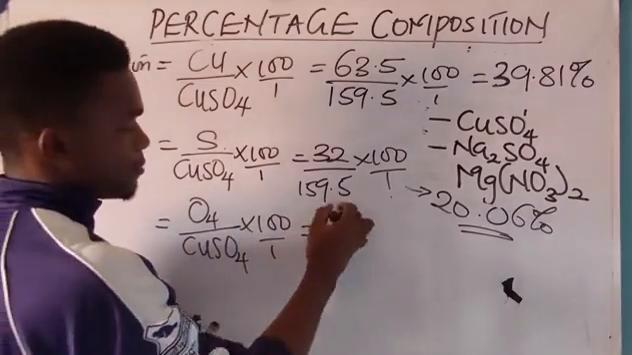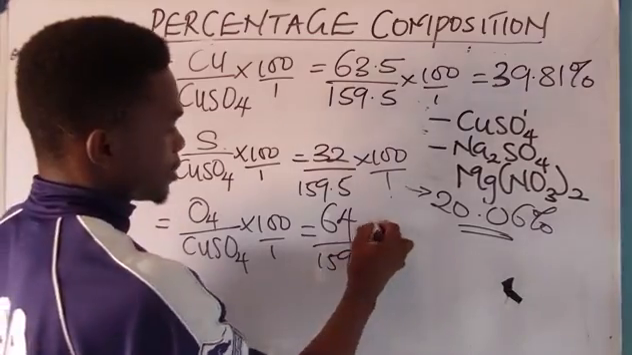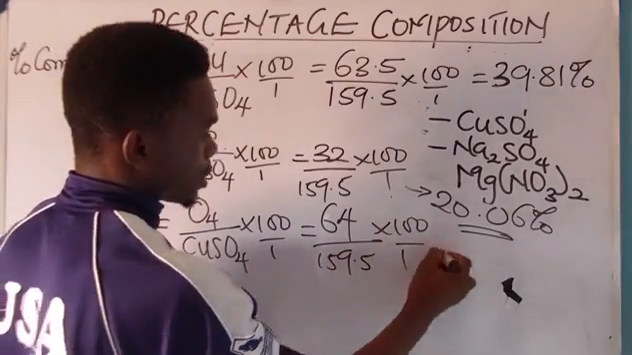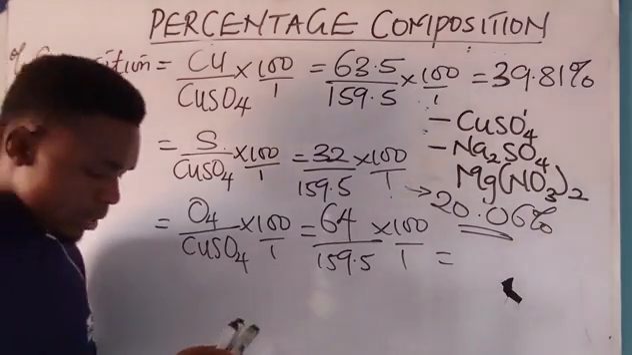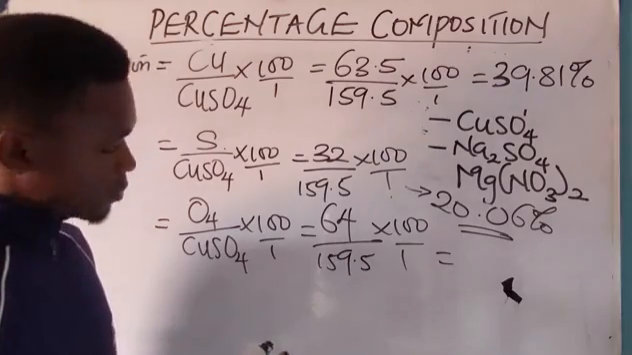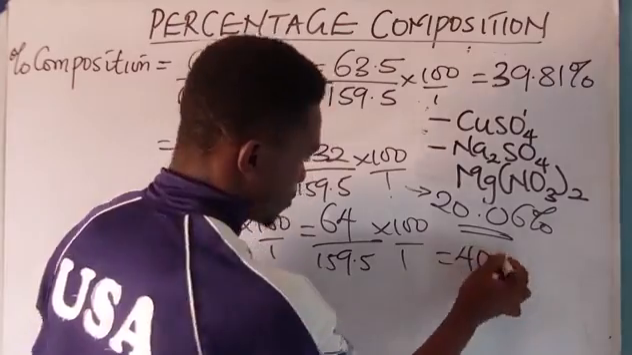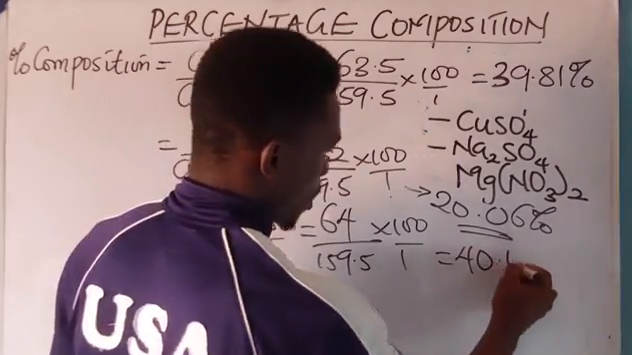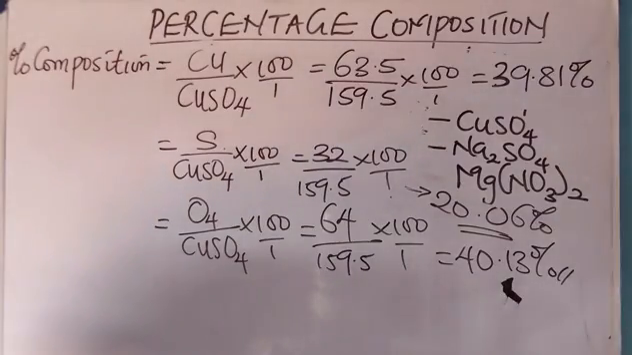Oxygen is what? 64 over 159.5 times 100 over 1. So what do you now get? 6400 divided by 159.5. We have 40.13 approximately. So that's the last one.